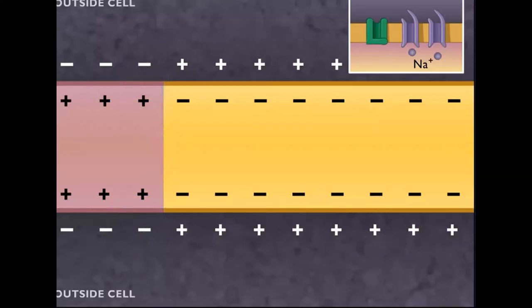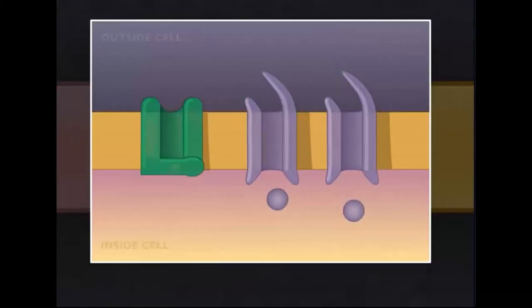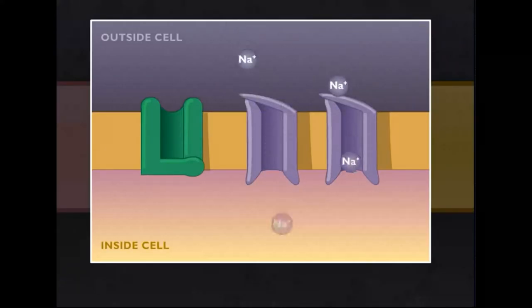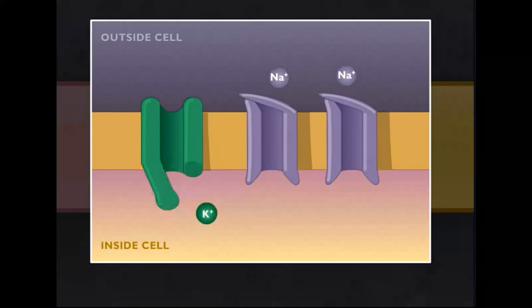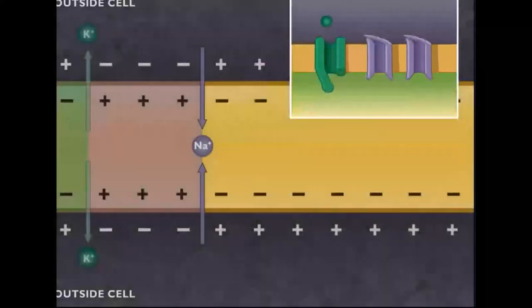Changes occur behind the action potential to restore the resting membrane potential. The voltage-gated sodium channels close and voltage-gated potassium channels open. This allows a rapid flow of potassium ions out of the cell, repolarizing the membrane so that the inside is negative and the outside positive. This is followed by use of sodium-potassium pumps to fully restore the resting membrane potential and to reestablish proper concentrations of sodium and potassium ions inside and outside the cell.